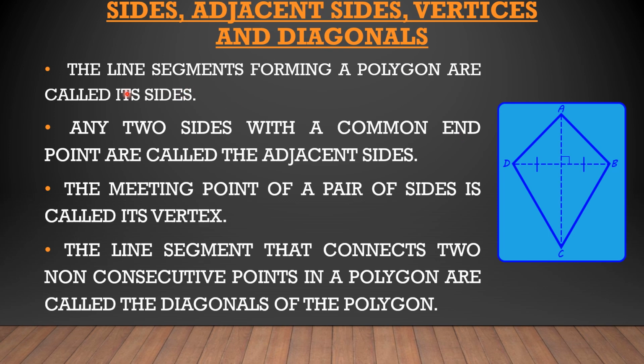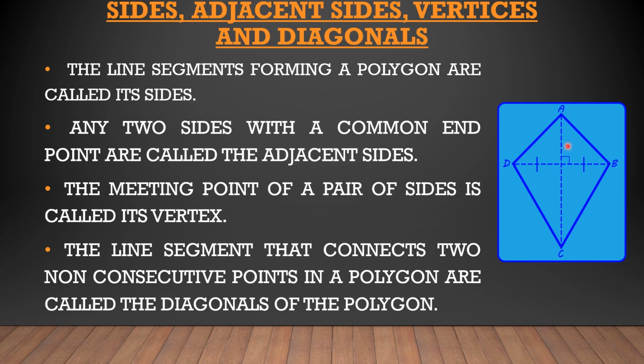So here the line segments forming a polygon are called its sides. So here we have 4 lines: AB, BC, CD and DA. These four lines form this polygon. So this is an example of sides.